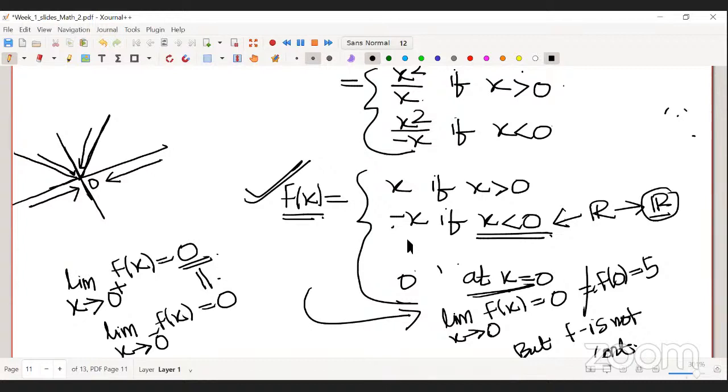So the reason I defined at x equal to 0 the value of the function as 5 is because I want to contradict his statement. Anyway, it doesn't matter. You can define it as 0, as I said, and if you define it to be 0, then this will become a continuous function.